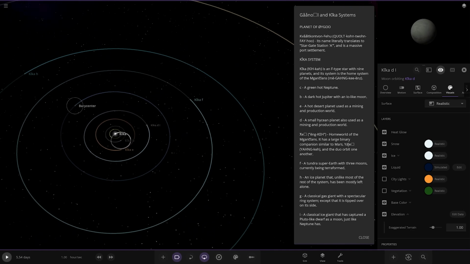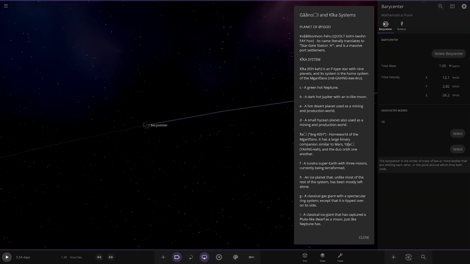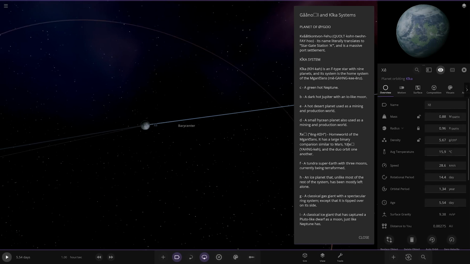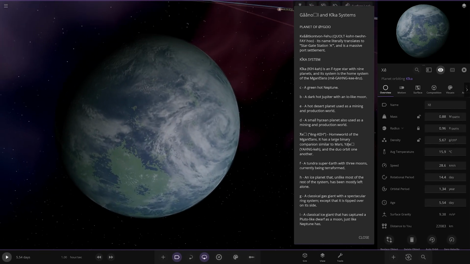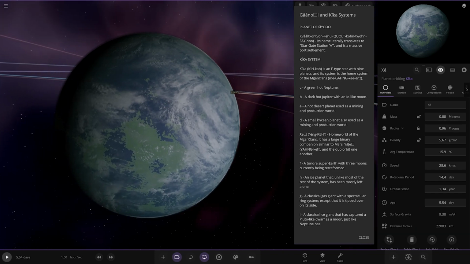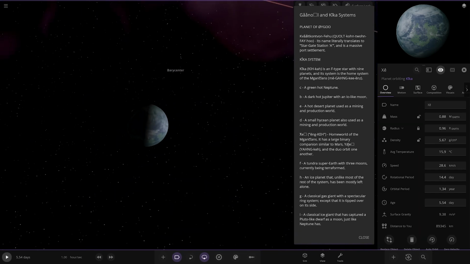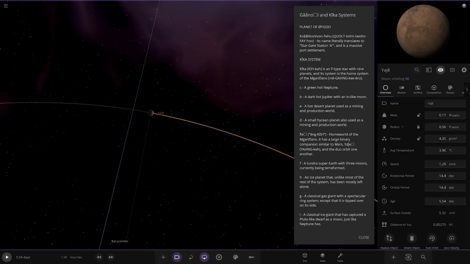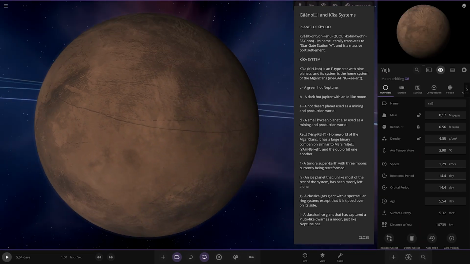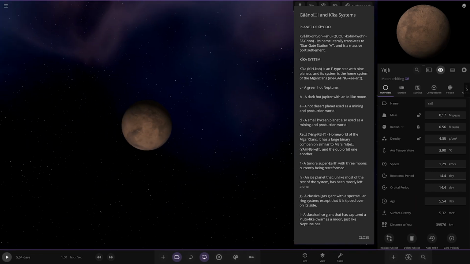Right, so we're going over here to the barycenter next. So we got the one with that really strange Inke. Is that this one? So this one here, homeworld of the civilization. It has a large binary companion similar to Mars, and the duo orbit one another. So there you go. Towards the moon. So very similar to a Mars-like lookalike. Yeah, it's very similar to Mars colour-wise, isn't it? There you go.